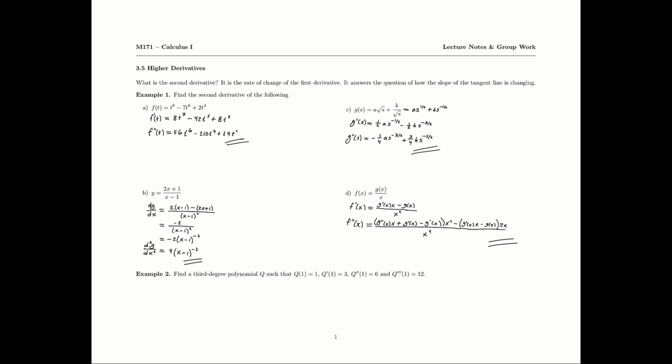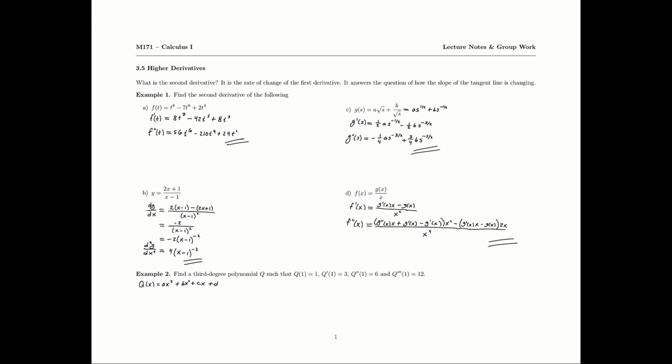All right, next example, example 2: find a third degree polynomial q such that we have this list of data here, these properties that this polynomial q must satisfy. So if it's third degree, we can go ahead and write our generic polynomial as ax cubed plus bx squared plus cx plus d, where a, b, c, and d are yet to be determined real numbers.